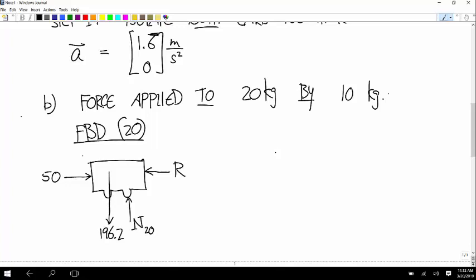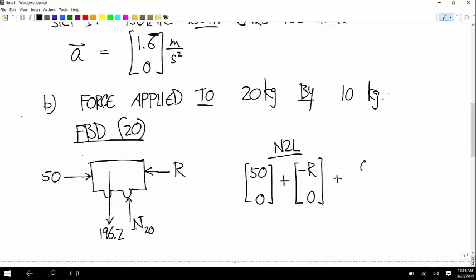Okay, so now Newton's second law. The 50 Newton force is in the positive x direction. So that's 50, 0. The reaction force R is in the negative x direction. So that's negative R, 0. The weight force is in the negative y direction. So 0, negative 196.2. The normal force is in the positive y.